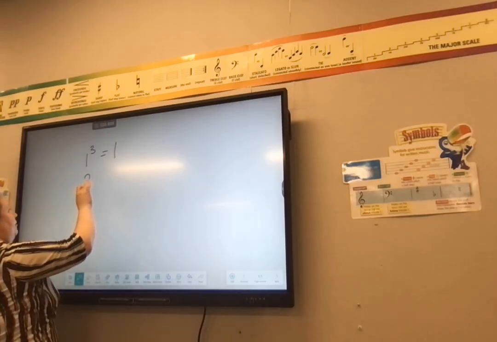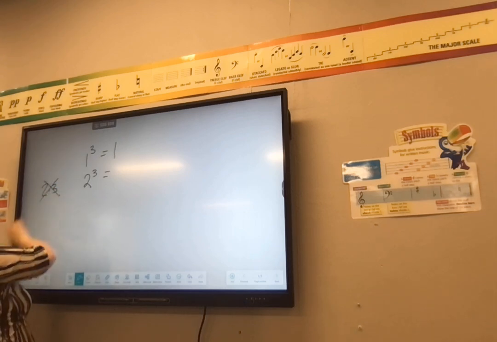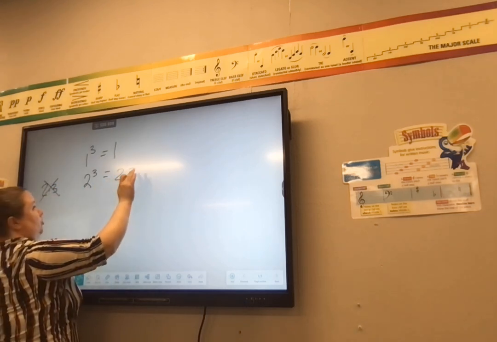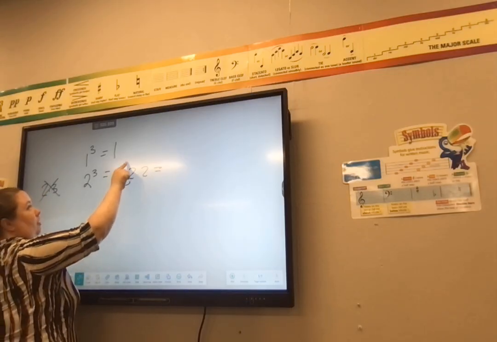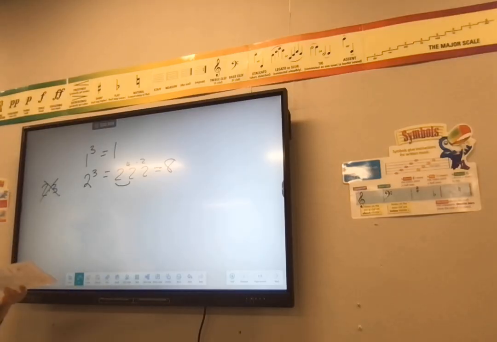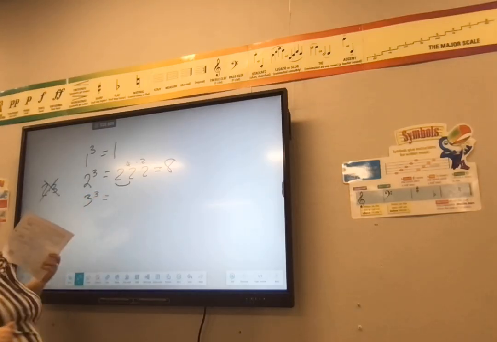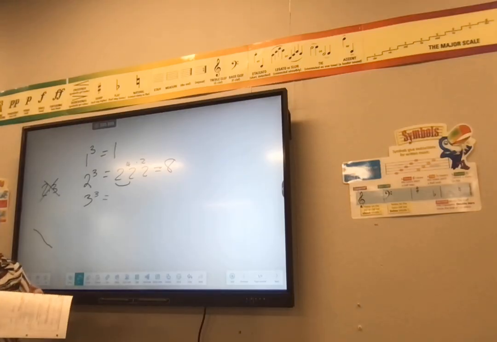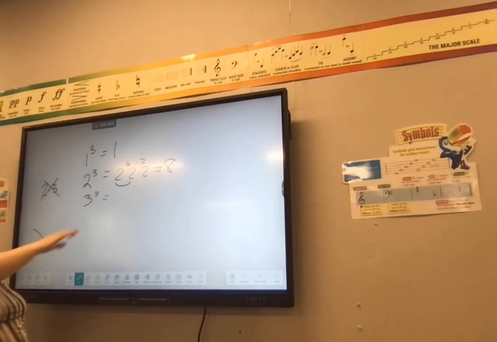What if I have 2 cubed? Remember, this is not 2 times 3. This is 2 times 2 times 2. So 2 times 2 is 4, times 2 is 8. Just trying to make sure you remember how this works. It's not times 3 here. What is 3 cubed? 27, because it's 3 times 3, which is 9, times 3, which is 27.